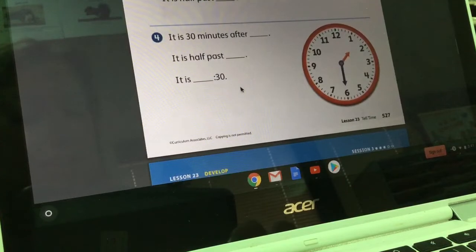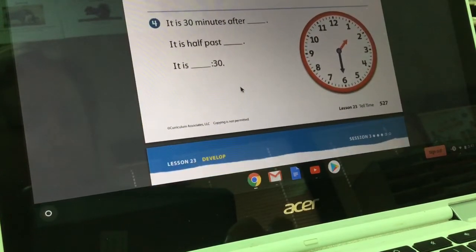Problem 4. It is 30 minutes after. It is half past. It is 30. Take a look at our analog clock. Again, we see the hour hand is perfectly between the 1 and the 2. So are we going to say 1 or 2 for the hour? We're going to say 1 because it hasn't gotten to 2 yet.